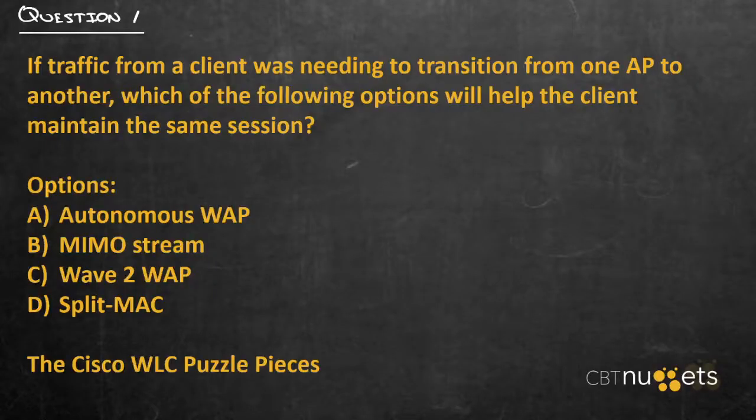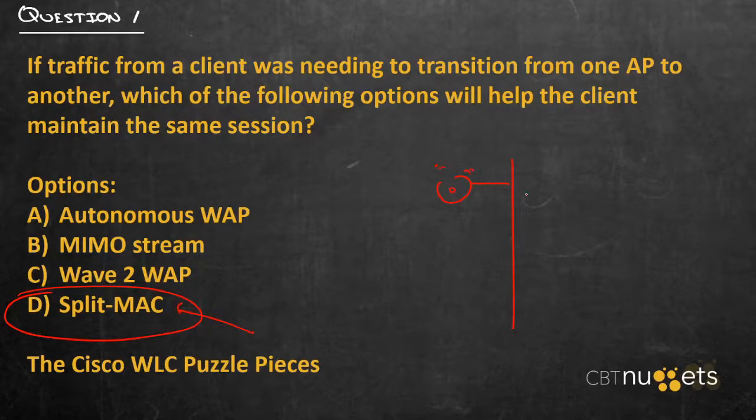Question 1. If traffic from a client needed to transition from one AP to another, which of the following options will help the client maintain the same session? The answer here is D, a split MAC address design. That's simply because when you have your wireless access points, which will be plugged into switches in the network at various spots, and you have your clients roaming between them, a lot of times the security credentials would be lost as we're moving from this WAP over to this WAP as we're roaming through the hallway, unless we have a lot of the intelligence parked at the controller, right?